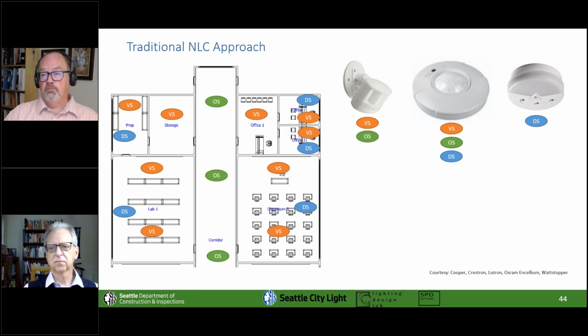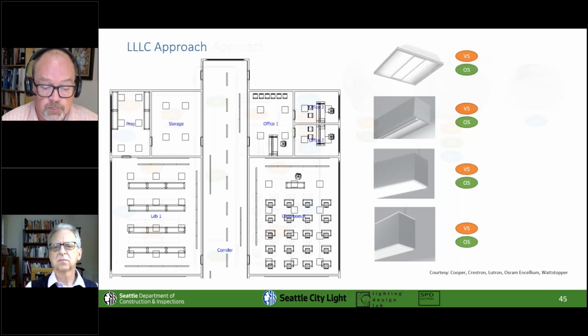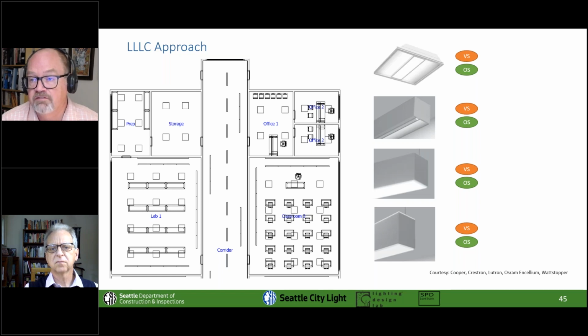Back to our school example, right? We saw the traditional networked lighting control approach, where we have lots and lots of parts and pieces that we need to pay attention to, that we need to install separately from the light fixtures, that we need to design. Duane, next slide. With the luminaire level lighting control approach, every single one of the light fixtures is going to have all of the gear in it that is required in order to function, right? It's going to have the occupancy and the vacancy sensors right on board. And then next slide, Duane.